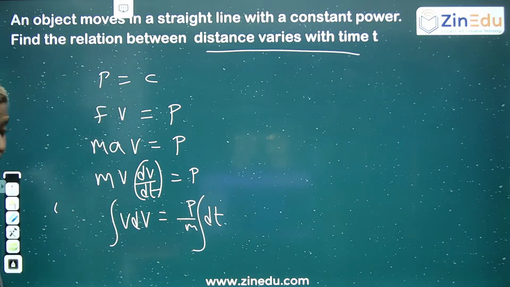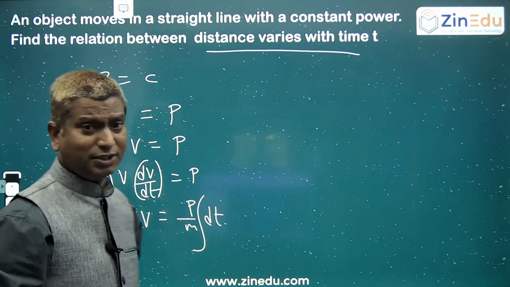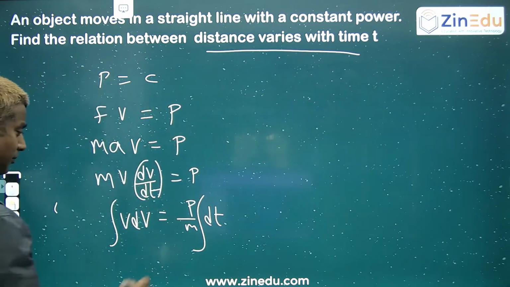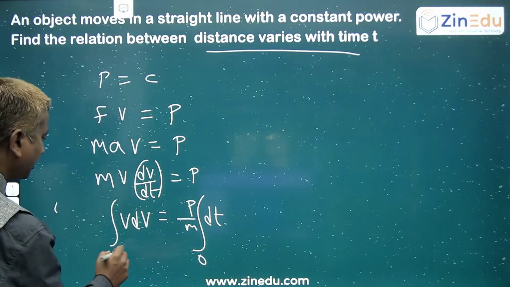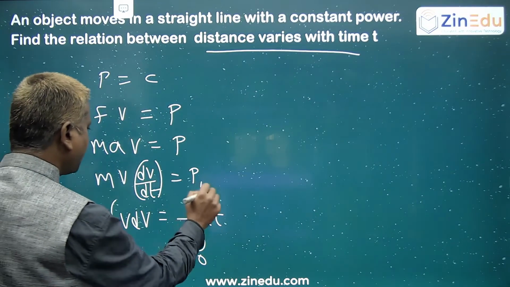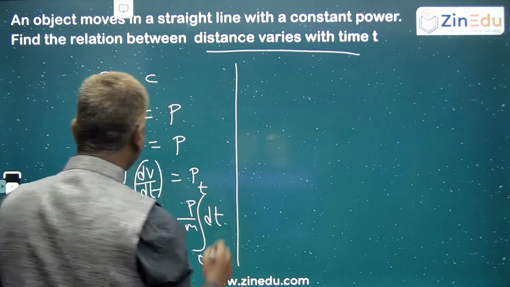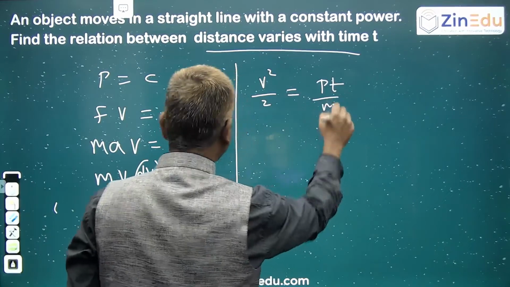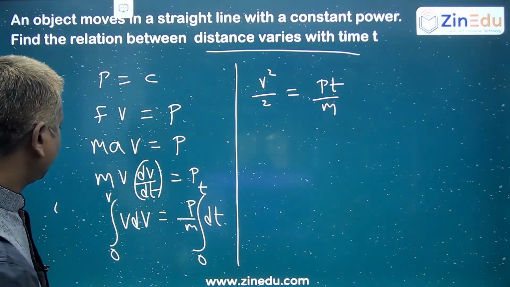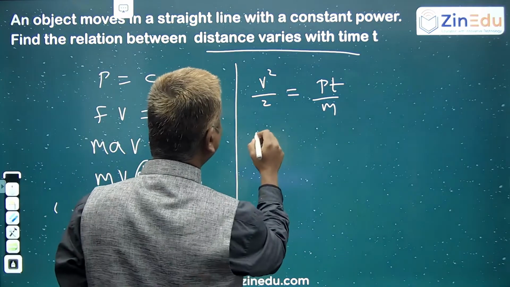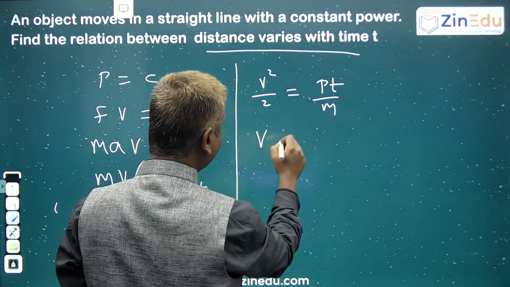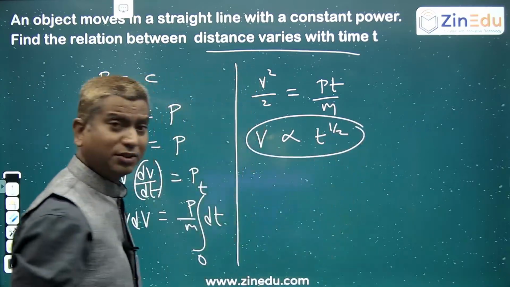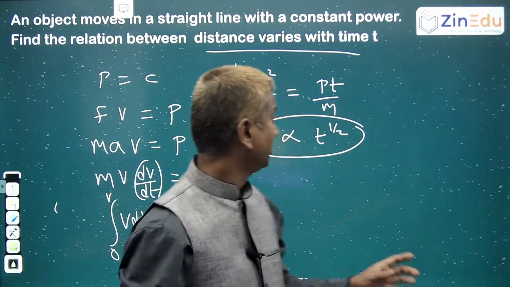First I am trying to get a relation between V and T. Once I get the relation between V and T, if you integrate that, you will get a relation between the distance and time. At t equal to 0, let the velocity be 0. After some time T, it is V. So you can write V square upon 2 is equal to Pt by m, after integrating this. So how is V related? Definitely proportional to T power 1 by 2. Velocity of the particle is related to time as T power 1 by 2.